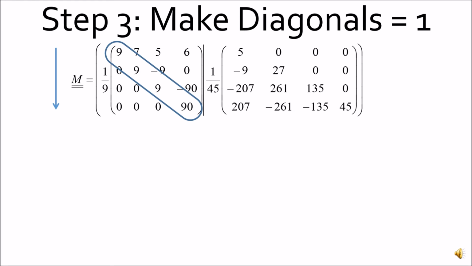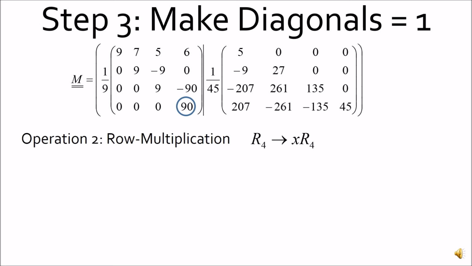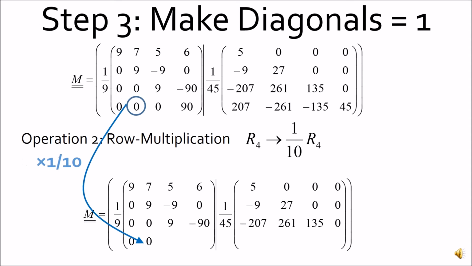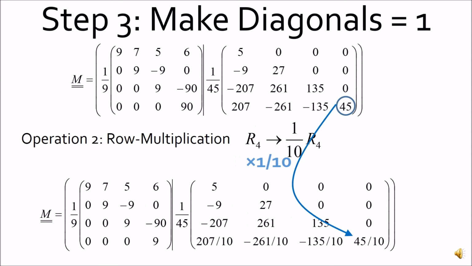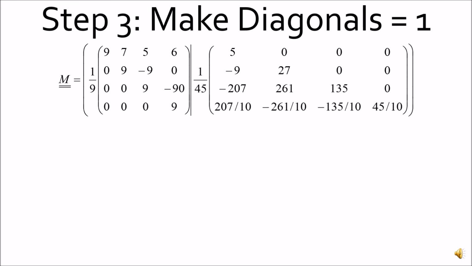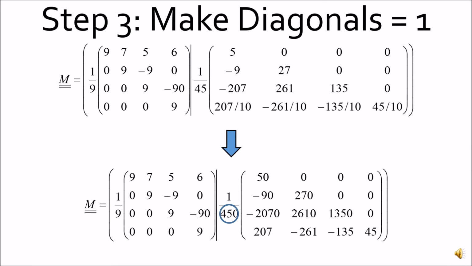and we're just left with the bottom right hand diagonal we need to make 1. So as before, we carry out a row multiplication operation, and as you can probably guess, we need x to be 1 over 10, so we just need to multiply the 4th row by 1 over 10, which we will do, and there we have it. So we have all of our diagonals equal to 1, and we have these factors of 10 on the right hand side now, so we're going to take those back out once again.